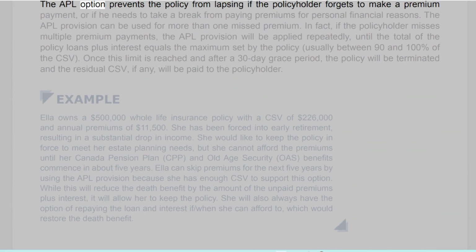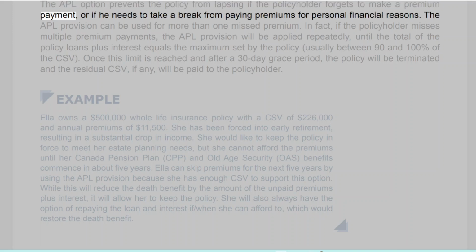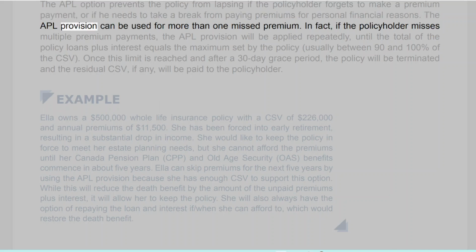The APL option prevents the policy from lapsing if the policyholder forgets to make a premium payment, or if he needs to take a break from paying premiums for personal financial reasons. The APL provision can be used for more than one missed premium.